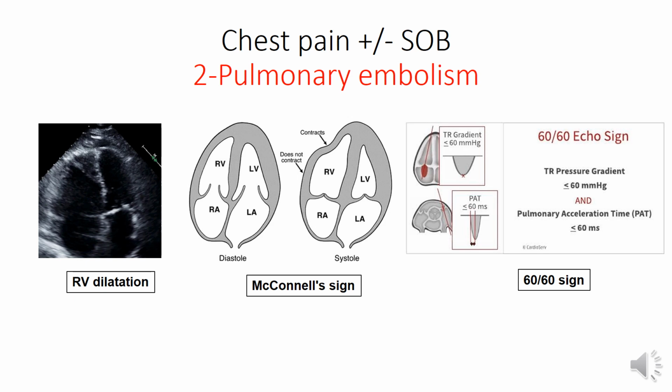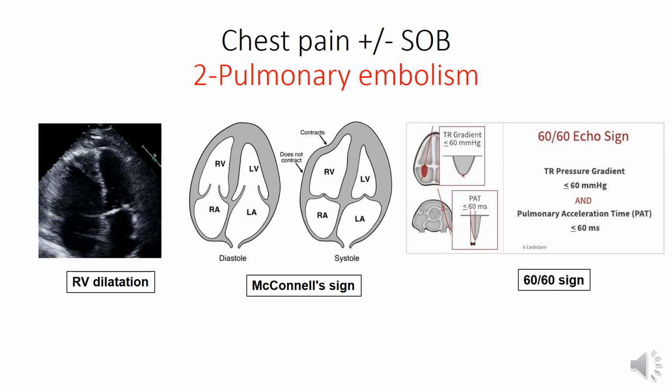Just put the measurement button at the apex of this wave. You will automatically get the RV systolic pressure. The second part of the sign, the second 60, is the pulmonary artery acceleration time. What is this? Simply, as in the short axis view we discussed before, if we tilt the probe a little bit higher, we will get a cut section at the great vessel view instead of the papillary muscle.